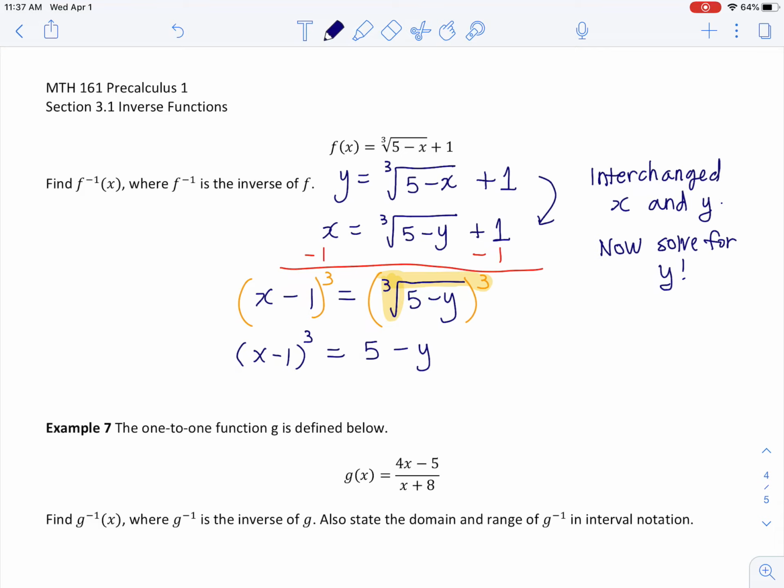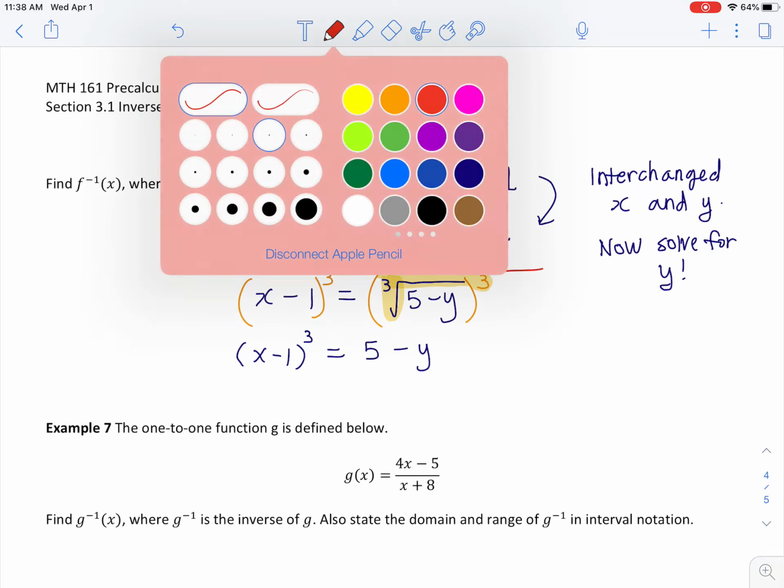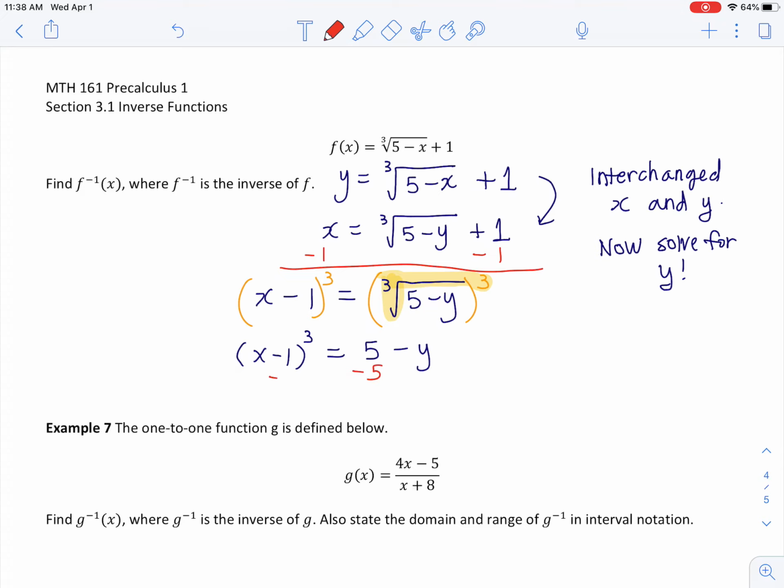All right, we're almost done. We're going to subtract 5 from both sides. Now this is going to be a little messy, just because we have to subtract y and divide everything by -1. Yeah, let's do it that way. We'll subtract 5 at this point. Then you will get what? (x - 1) cubed minus 5 equals negative y, right?